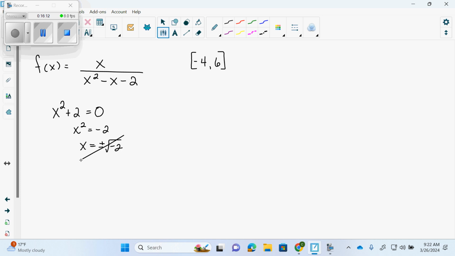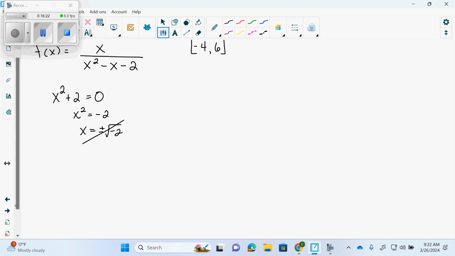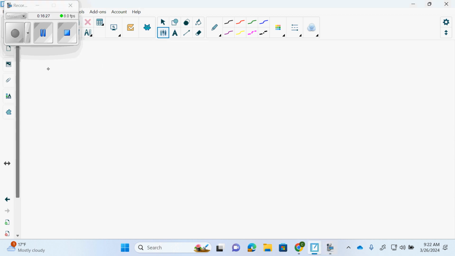Once you've done the derivative, I actually have a great answer for the numerator. It's negative x squared minus 2. So you take a negative out. Wait, negative x squared minus.